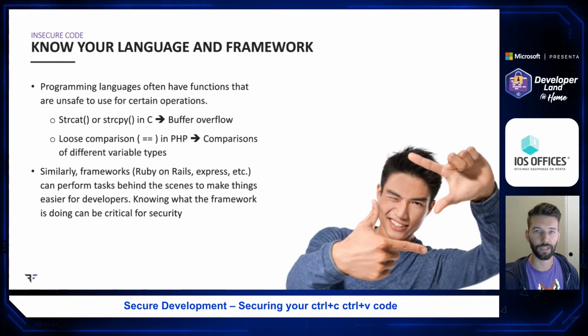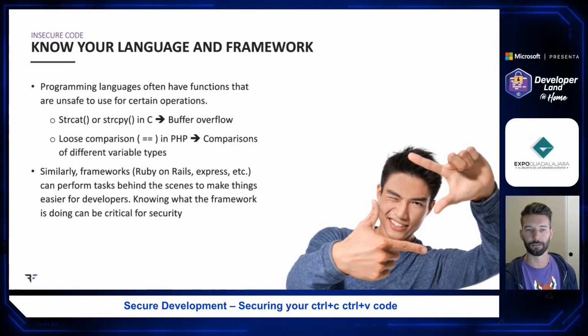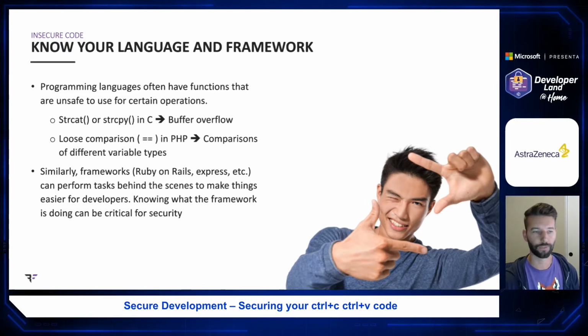Similarly, if you're coding in PHP, there's a difference between a loose comparison operator and a strict comparison operator, and using the wrong one can potentially lead to what is known as a type juggling vulnerability. So it's really important that you know the nuances of the programming language you're working with, because otherwise it's very easy to introduce unintended vulnerabilities. That also goes for your framework.